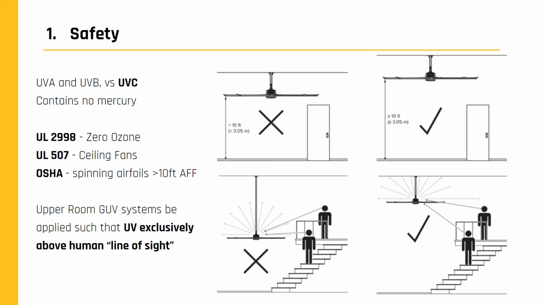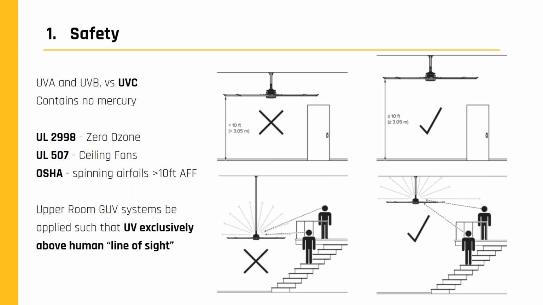You want to make sure the product contains no mercury. Fortunately, Big Ass Fans is right on the bleeding edge of technology, so we use light emitting diodes, LEDs, instead of bulbs that contain mercury. So it's not an issue with our product. We are also a zero ozone certified device, UL 2998. I believe that ASHRAE has very specific language about UL 867, UL 2998, et cetera, regarding what you can and can't do without certification for zero ozone.